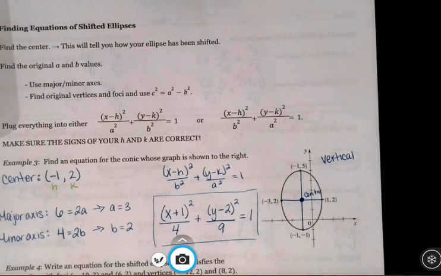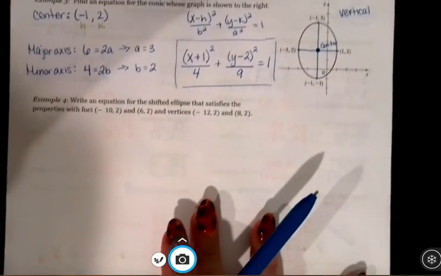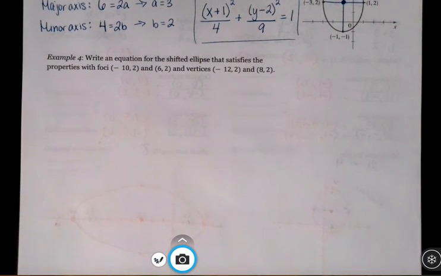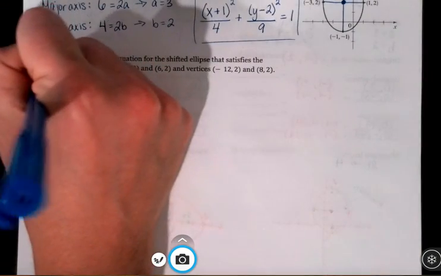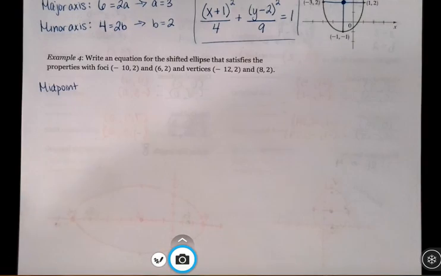All right, we have one more example we're going to look at, which is example 4. So we want to write an equation that satisfies the properties with the foci that is given and the vertices that are given. The first thing that I want to do is find the midpoint of my vertices, and that is because that will give me my center.